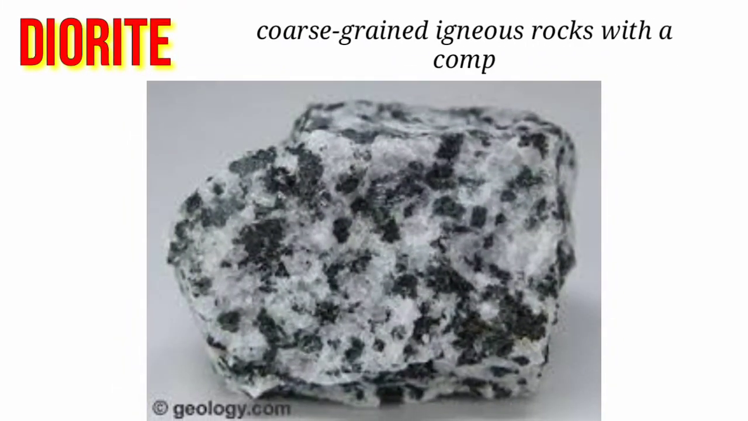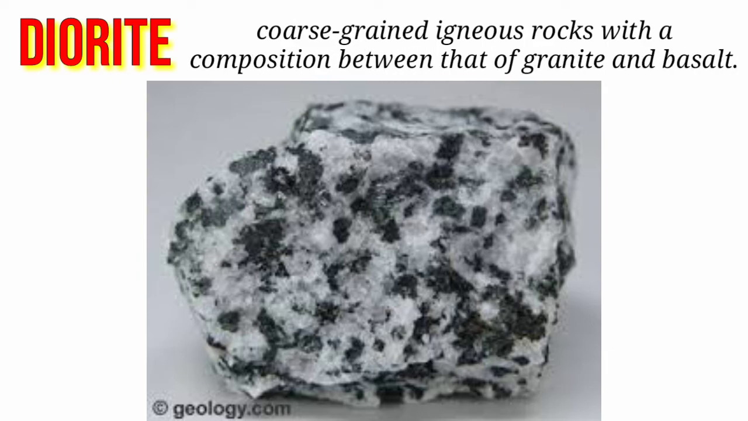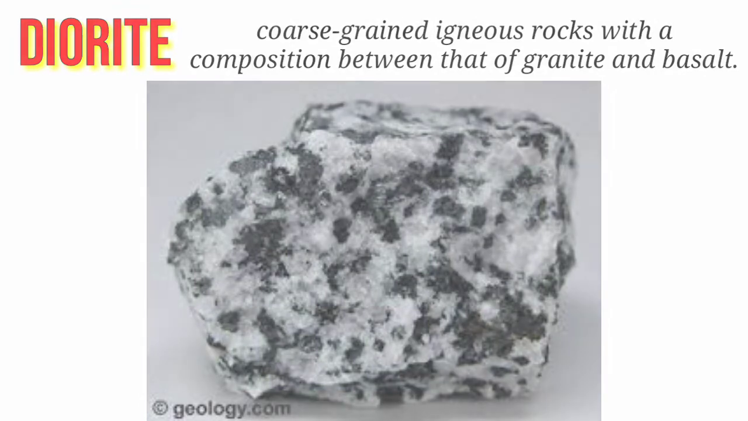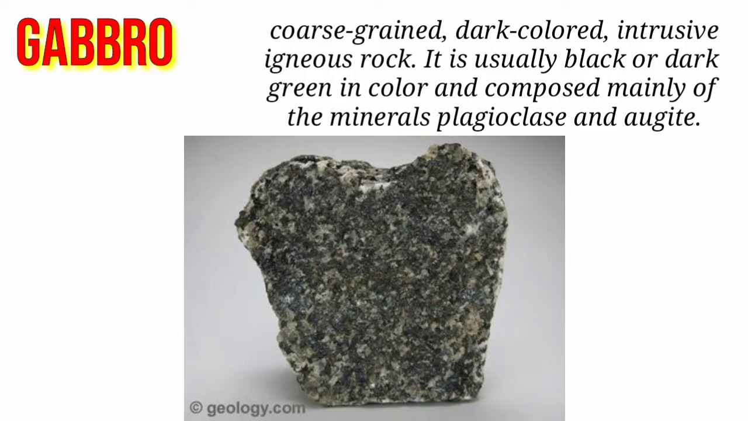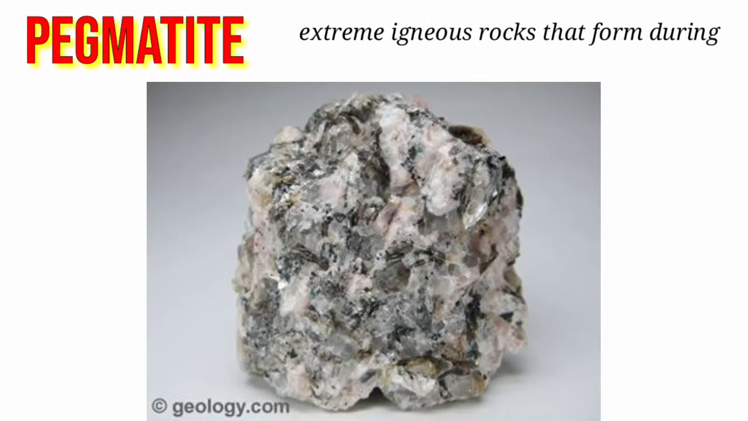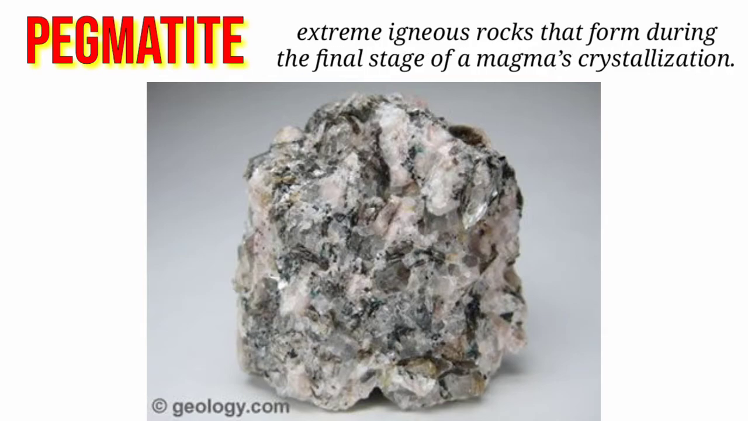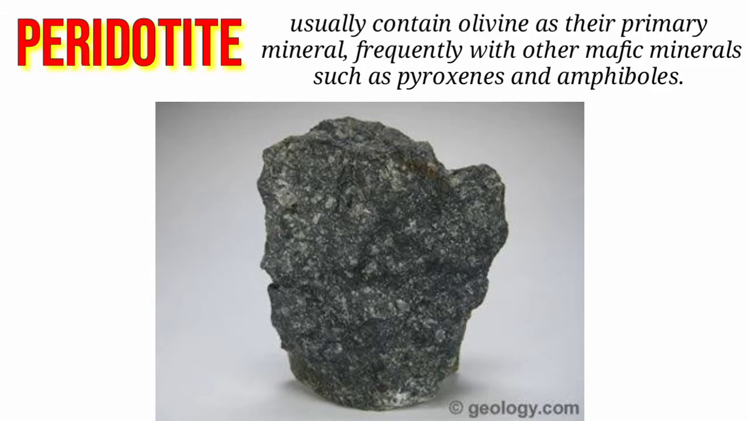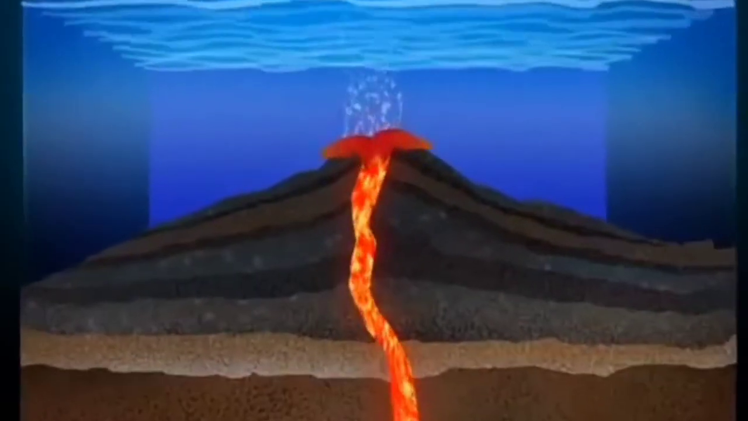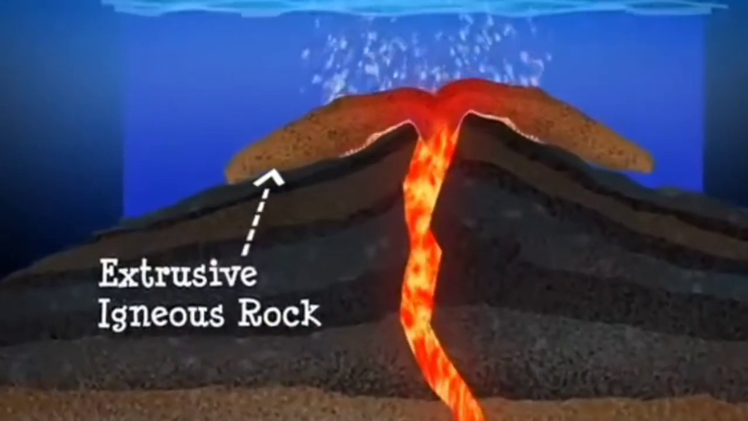Other examples are diorite, a coarse-grained igneous rock with a composition between that of granite and basalt. Gabbro is a coarse-grained, dark-colored intrusive igneous rock. It is usually black or dark green in color and composed mainly of the minerals plagioclase and augite. We also have pegmatite, extreme igneous rocks that form during the final stage of a magma's crystallization. And we have peridotite, usually containing olivine as their primary mineral, frequently with other mafic minerals such as pyroxenes and amphiboles.